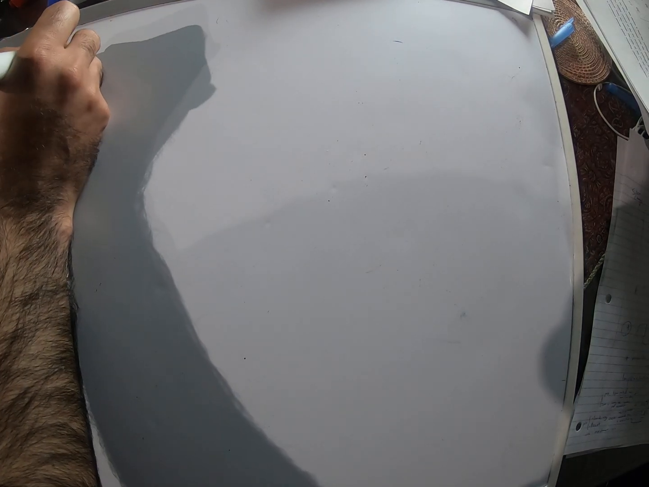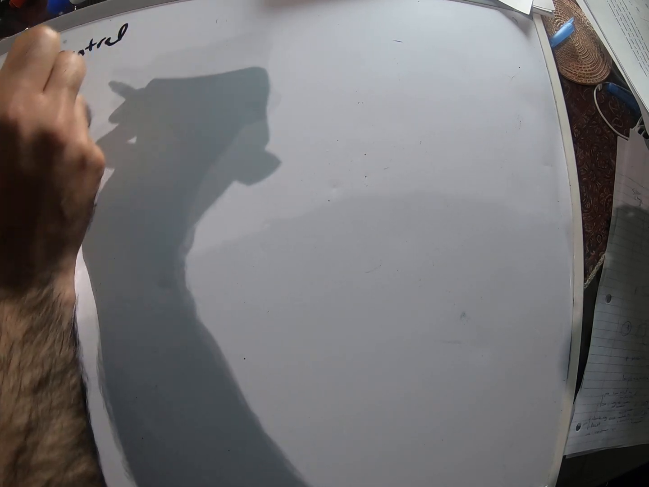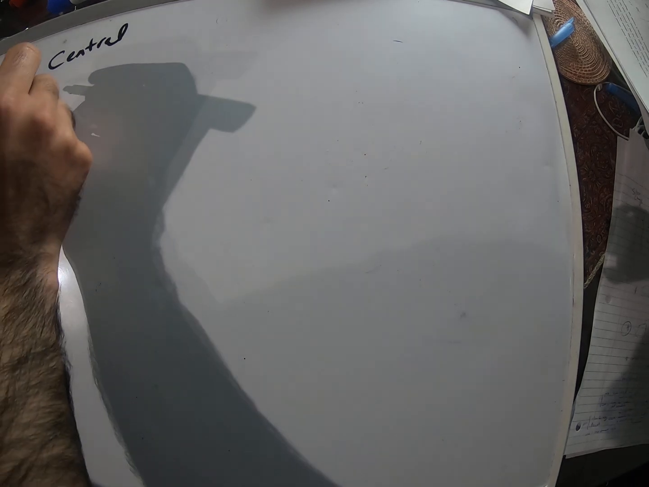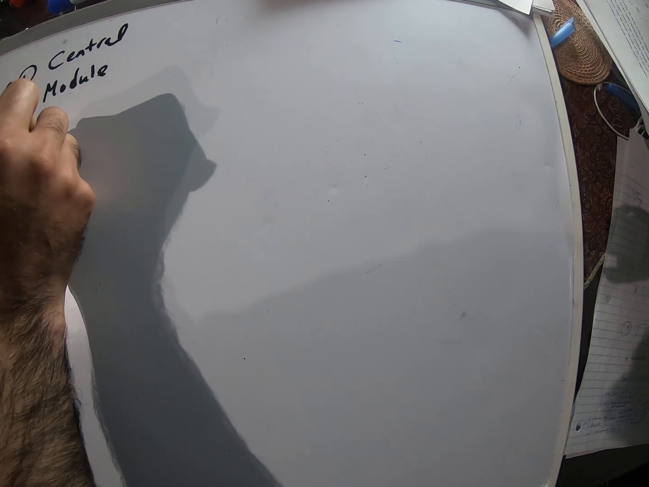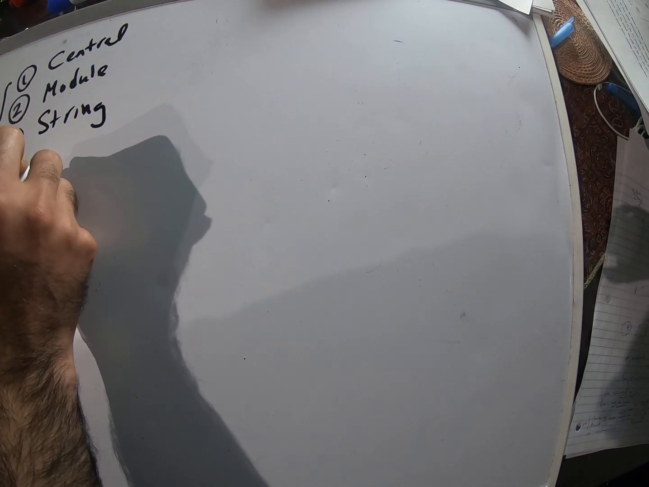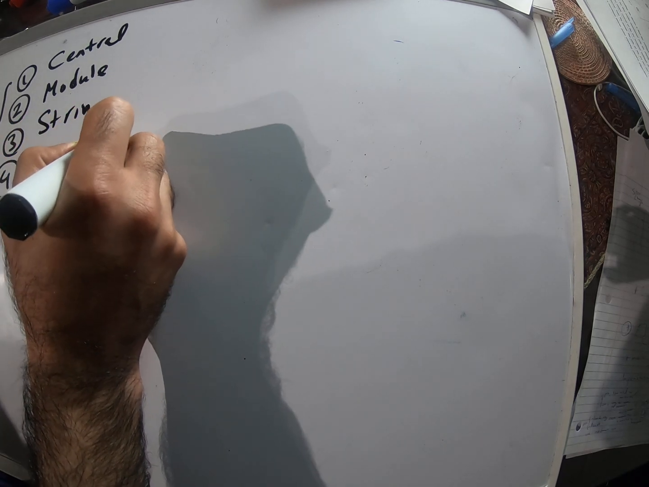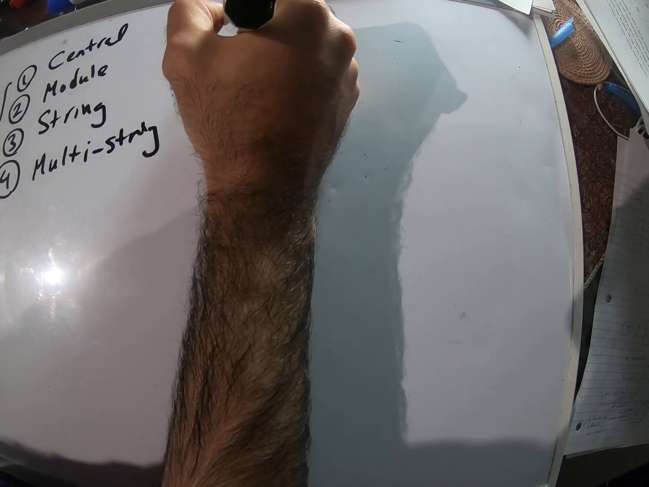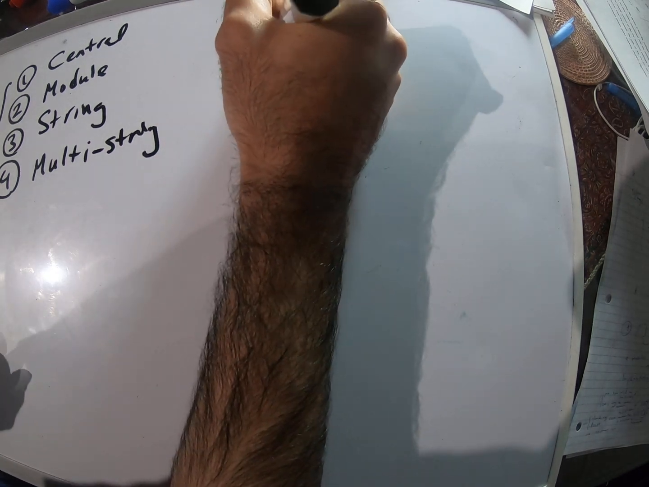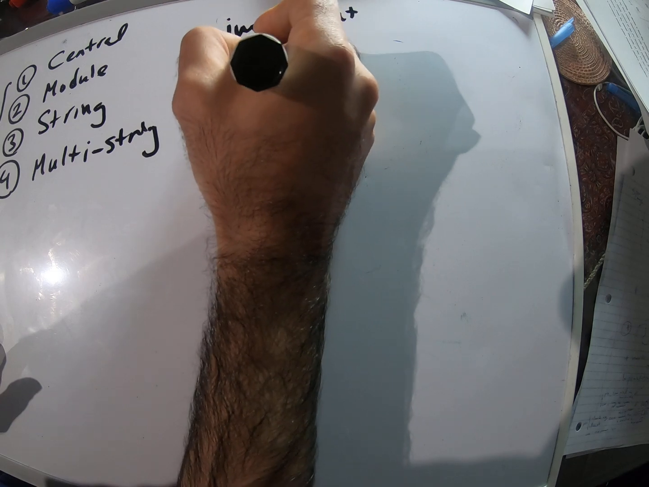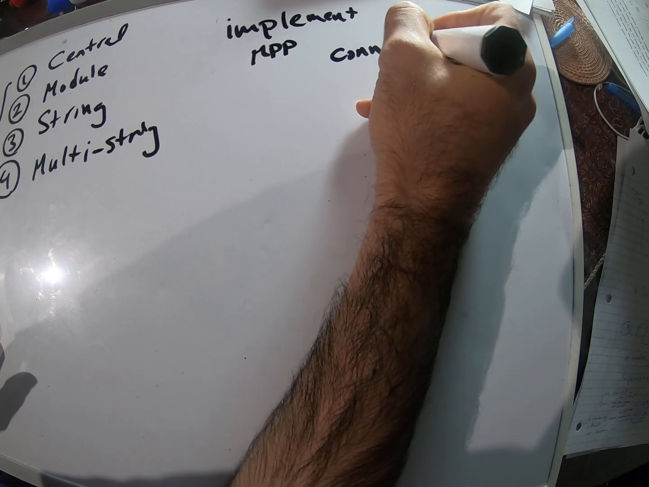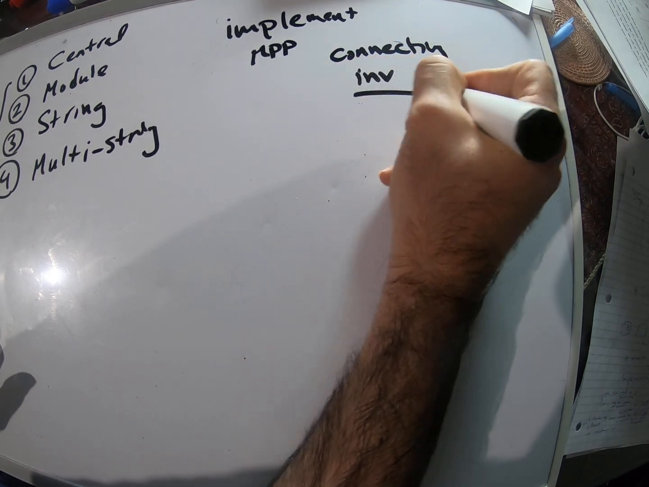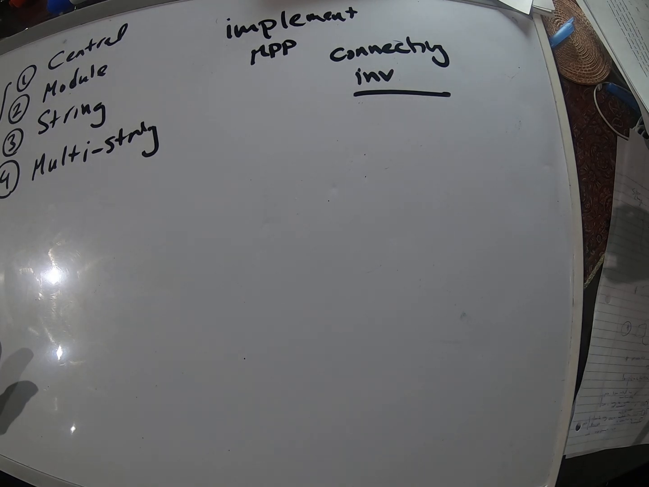So there are multiple methods of implementing this. The first one is called central. The second one is called module, then string, and multi-string. These are the methods that we use to implement maximum power point tracking and connect your inverter to the solar modules or solar panels.